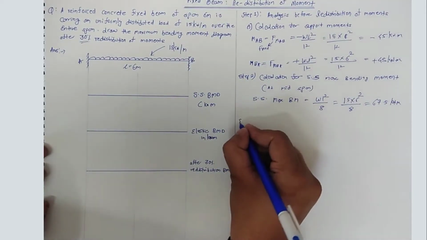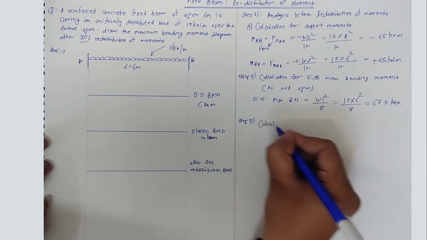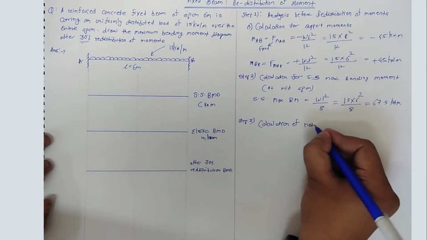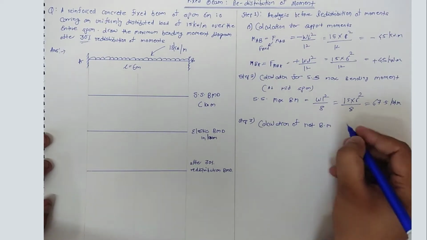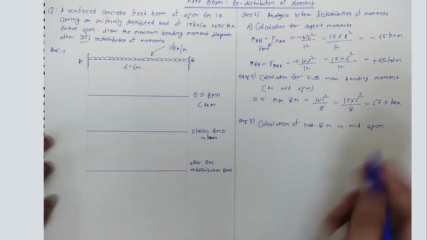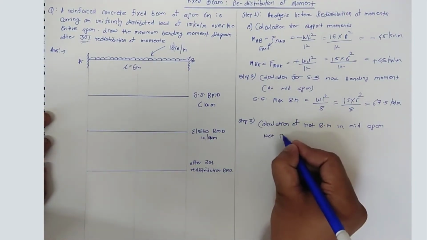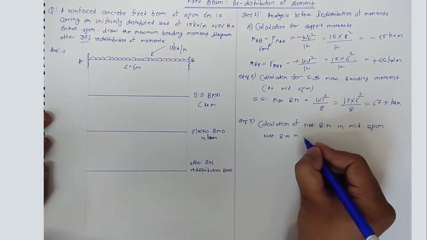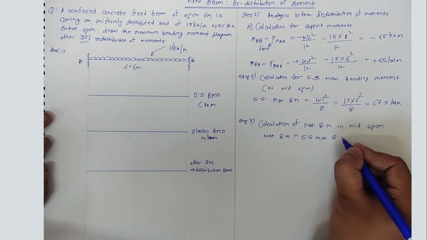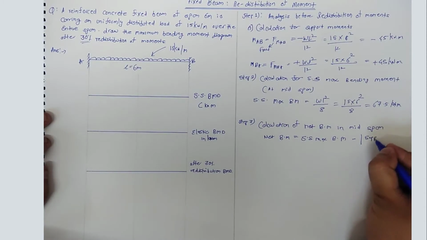Next will be step number 3, the calculation of net bending moment in the midspan. So net bending moment is equal to the simply supported maximum bending moment at midspan minus the mod of the support moment.